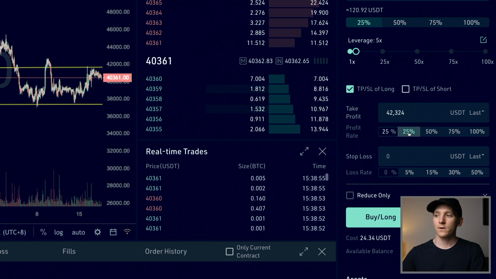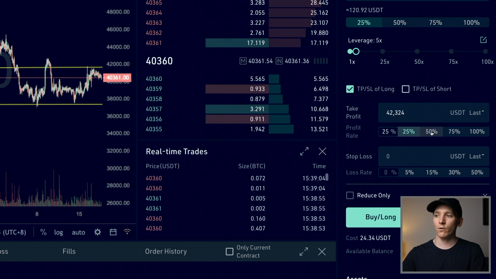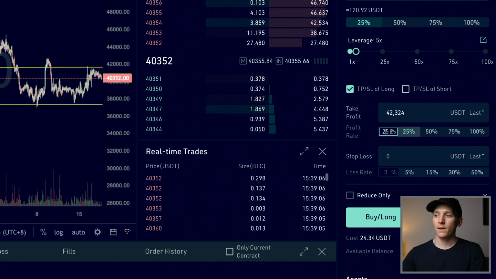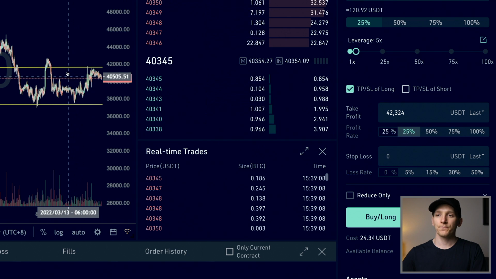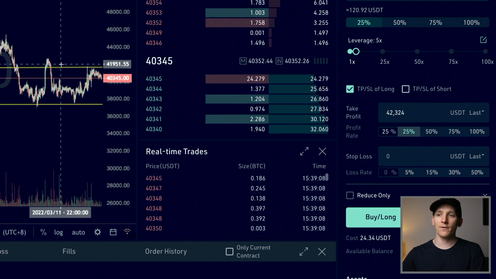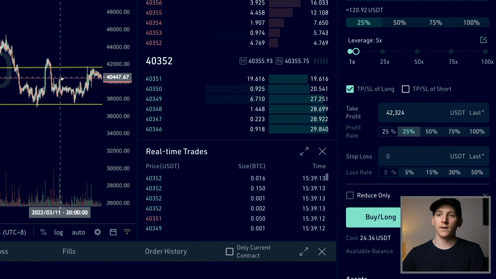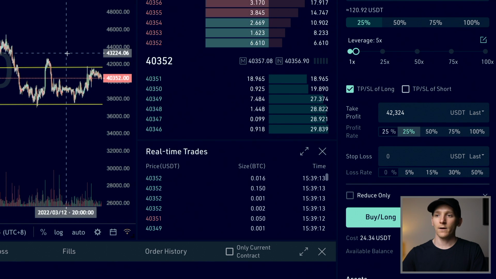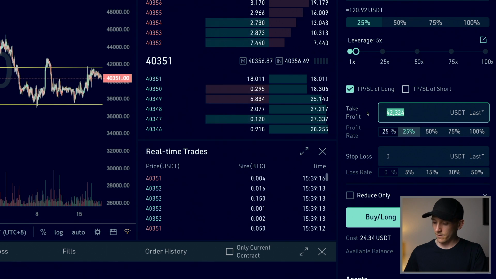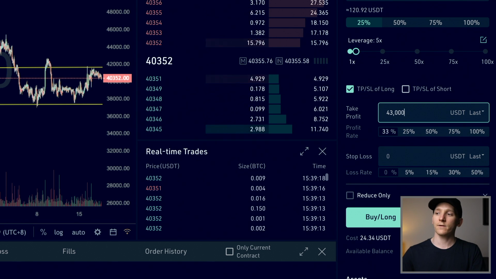But you can also click these buttons and it will auto fill that take profit level for you. What you can also do is look and actually find a level. I would say if you went long here, you'd take profits at potentially 43, something like that. So 43,000, right? So that'd be a 33%.